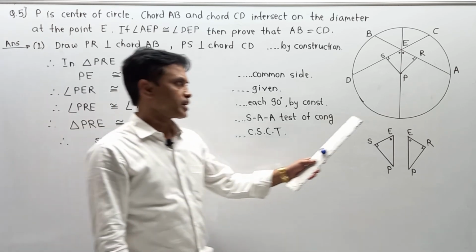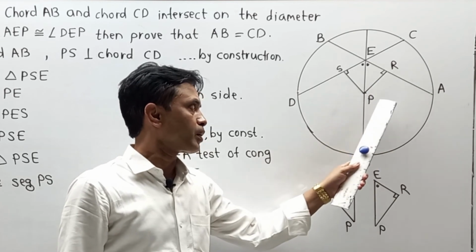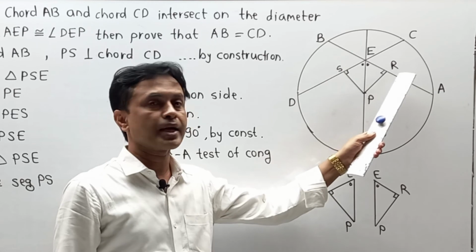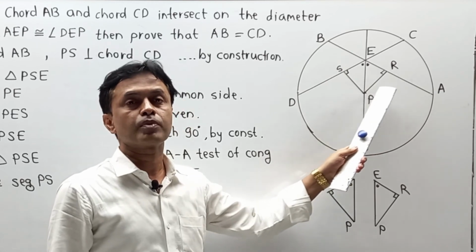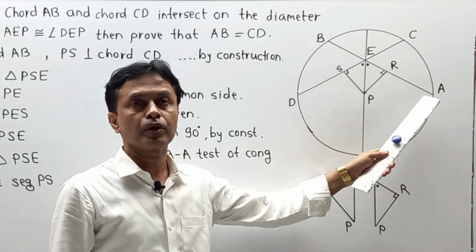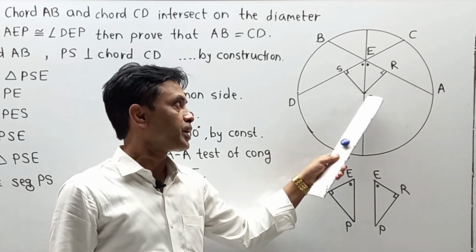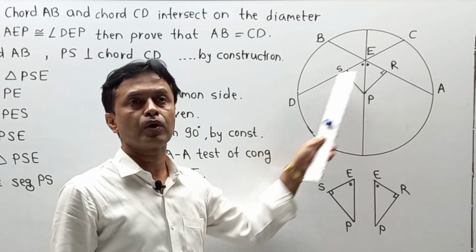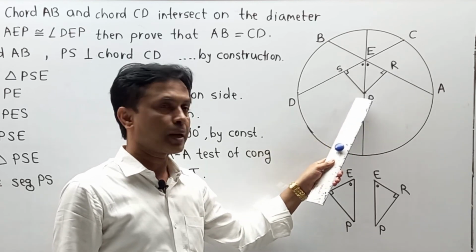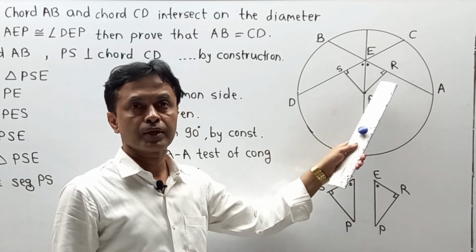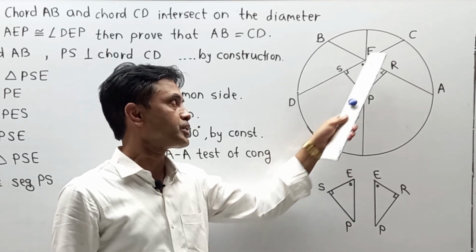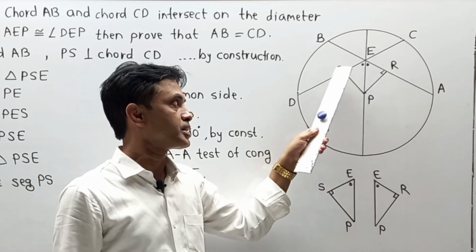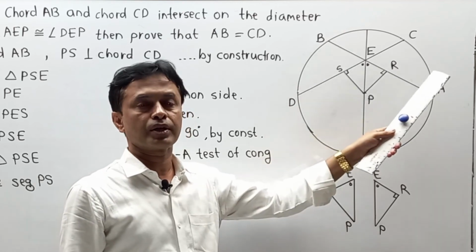Now, once again please pay attention. As PR is congruent to PS, what is meant by PR? It is nothing but the distance from the center of the circle, perpendicular on the chord. What is meant by PS? Again, it is the distance between the center of the circle and the perpendicular on the chord. If the perpendicular distances of the chords from the center are equal, naturally the chords must be congruent.